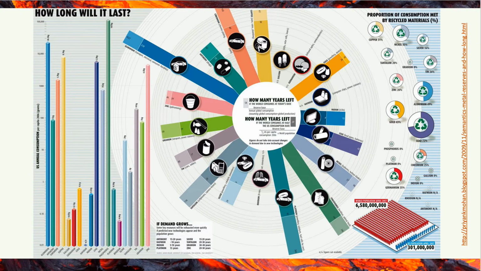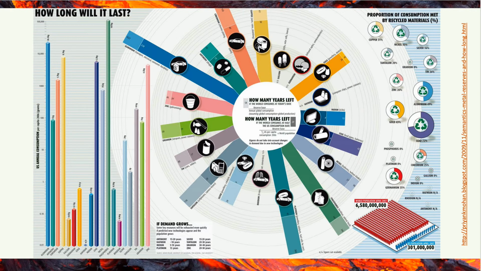So this is an infographic. There's a link here. You can go and look at the full high resolution version and peer over this to your heart's content. But what this is showing is the consumption of different critical minerals and elements compared to their usage, and therefore how long our known reserves are likely to last.